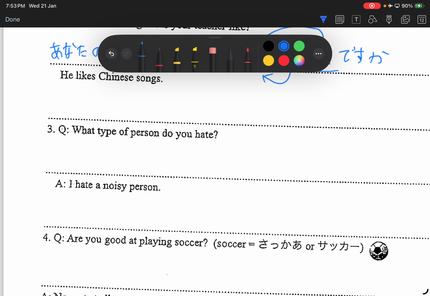So what type is also どんな. What type and what kind are very similar, so we can use どんな. So どんな人が嫌いですか? Okay, Serene, I hate a noisy person.